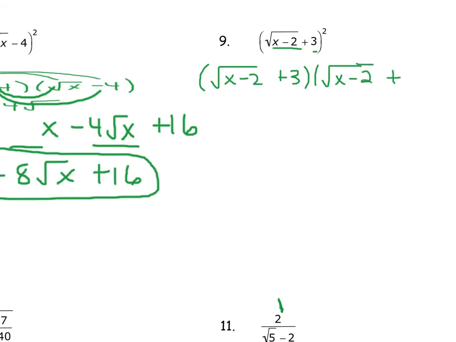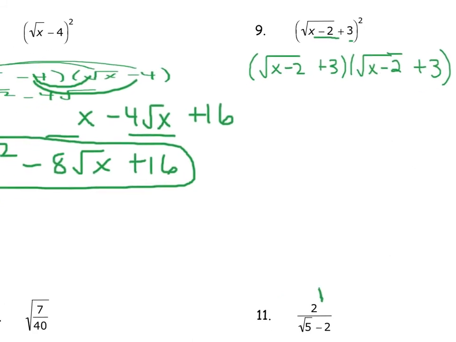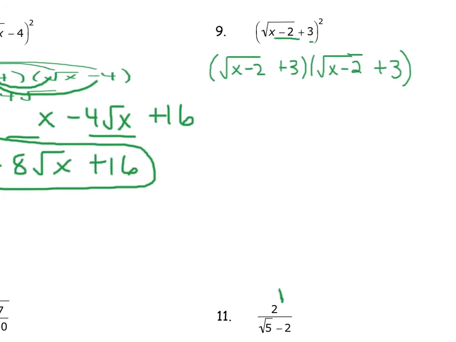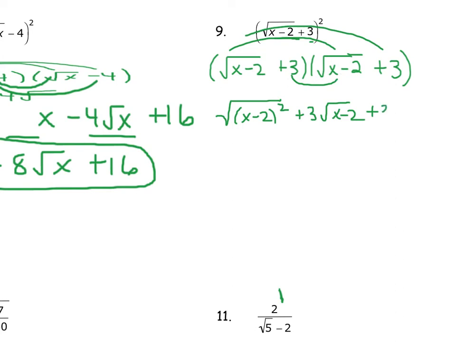And a plus 3. And now we're going to continue multiplying. Alright, now we're going to take first term times first term. So we have a radical times a radical, and that's going to give us radical of the quantity x minus 2 squared, which means it's going to remove the radical. And outside we're going to have plus 3 radical x minus 2, and now we'll have another plus 3 radical x minus 2, and then finally a plus 9.